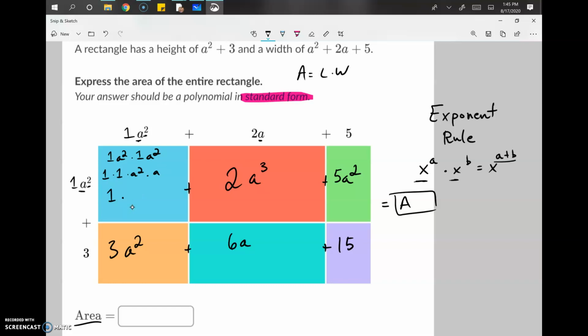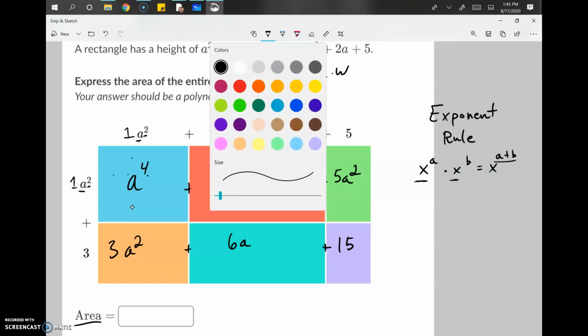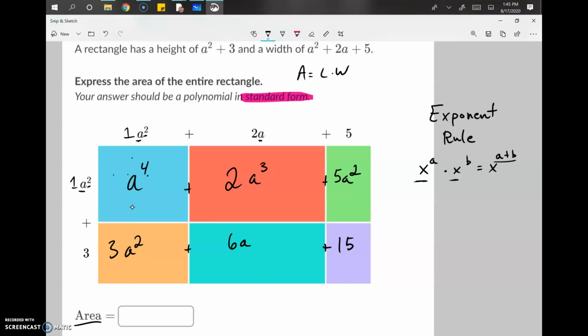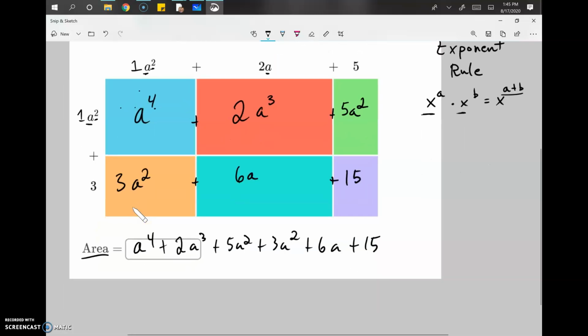So now I'm going to erase this a little bit. I've got 1a to the 4th. Now I've got the area of the little boxes. Now I'm going to add them together and write it in standard form to represent the area of the entire box. This also gets kind of confusing because now you're adding again, and this time you're adding like terms, things that are the same. A to the 4th, there's no other a to the 4th, so that comes out. Then 2a to the 3rd, the only a to the 3rd term. Now we've got plus 5a squared plus 3a squared, plus 6a plus 15. If I write it all out like this, that's what you'll see.